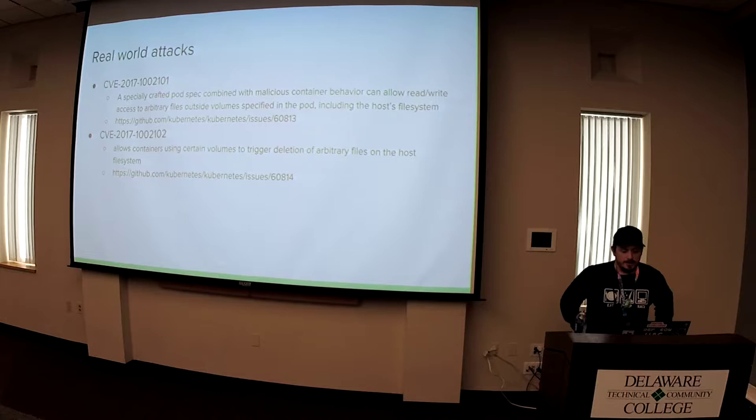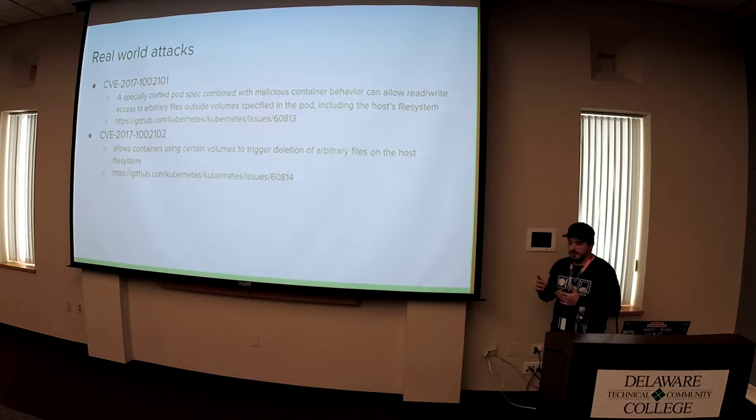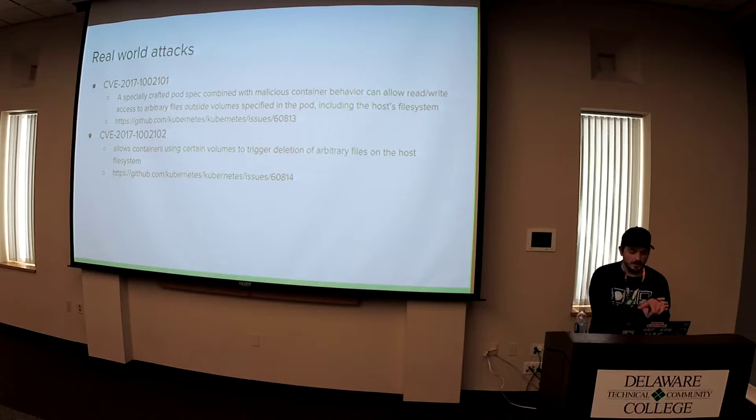Okay, these are the two most damaging ones, I think, in recent times, these two CVEs. The first one basically allowed rewrite behavior with files that were specified within the pod, even the host file system. So an attacker could just be inside of a container and have complete access to the host and do anything they want with it. And they've since fixed that by just changing the way that the subpath works inside of Kubernetes. There's a link at the bottom there that describes this attack in detail.